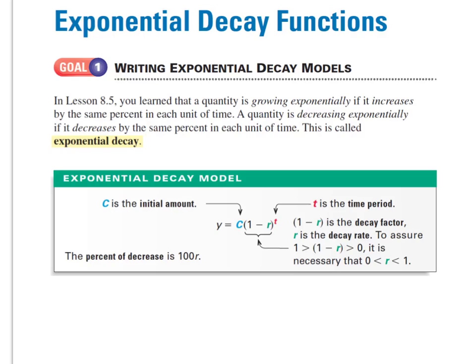So you're just going to look at what's in the parentheses in any type of formula like this and make sure that it falls between 0 and 1. Then it will be exponential decay.